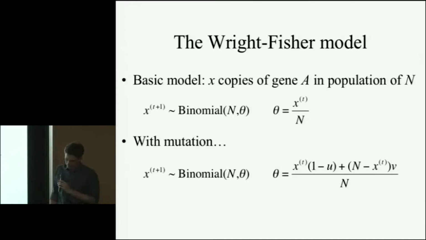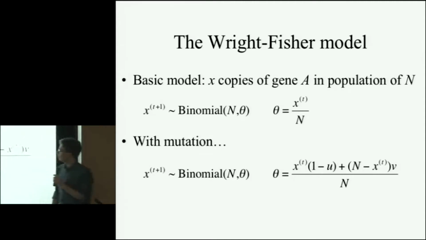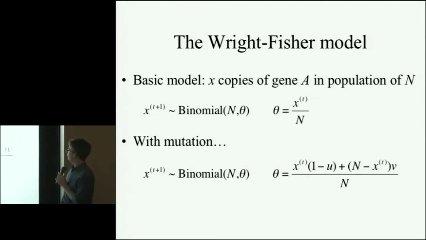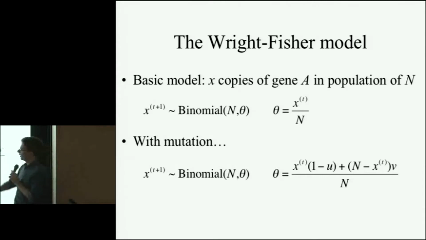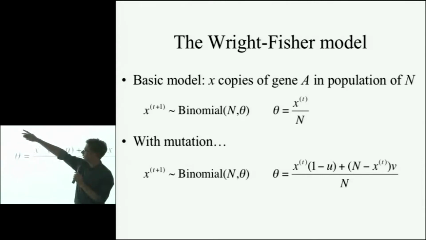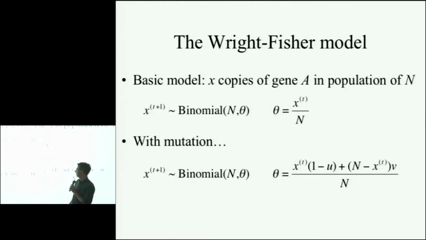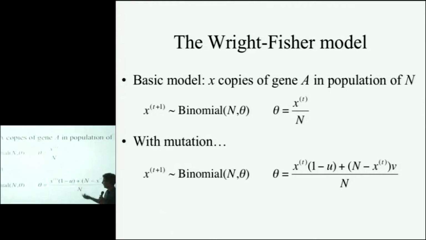A standard mathematical model of genetic drift is something called the Wright-Fisher model. Basically, the idea is that you have X copies of a gene in a population of n individuals. And at each generation, the number of copies of the gene is going to be drawn from that binomial distribution, the coin-flipping distribution, with parameter theta, where theta is just the current proportion of the population.